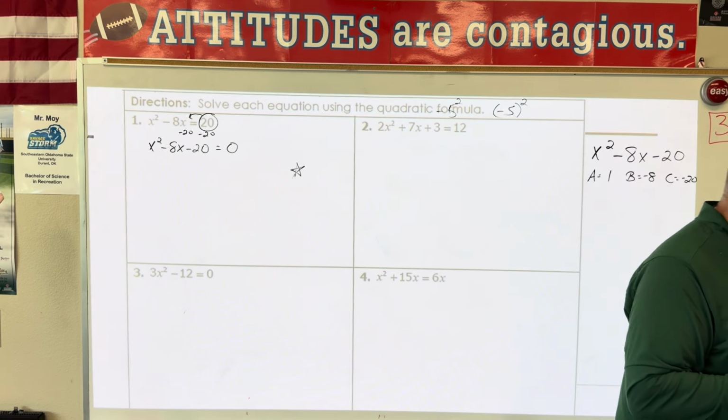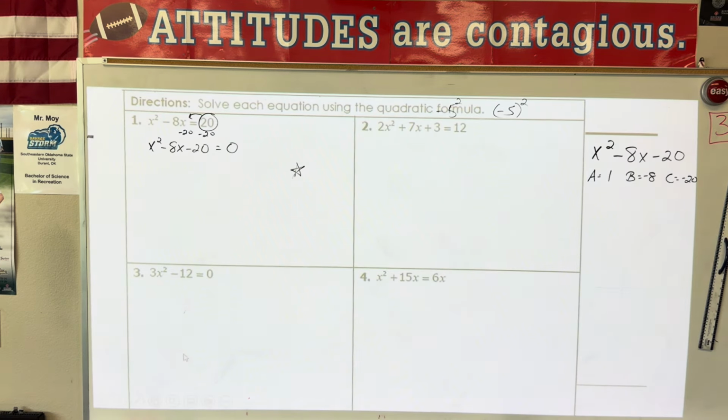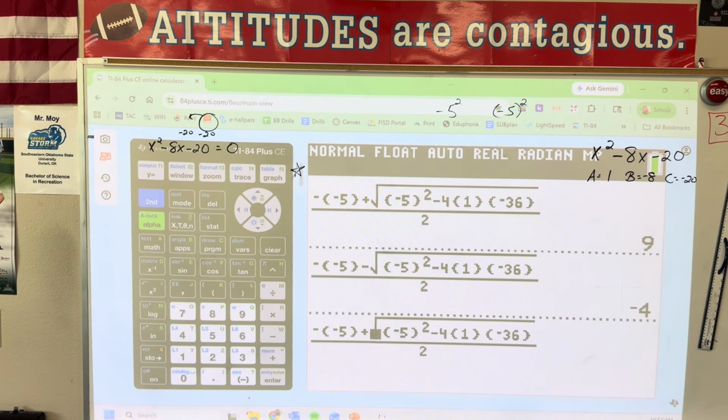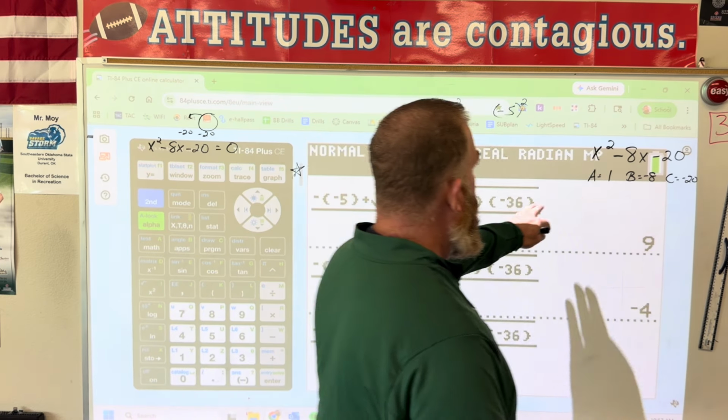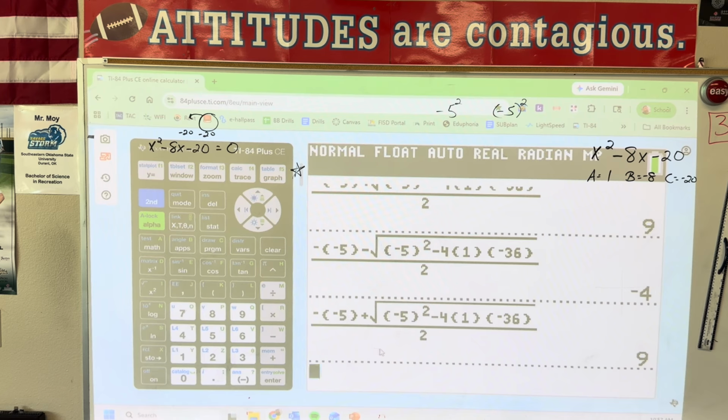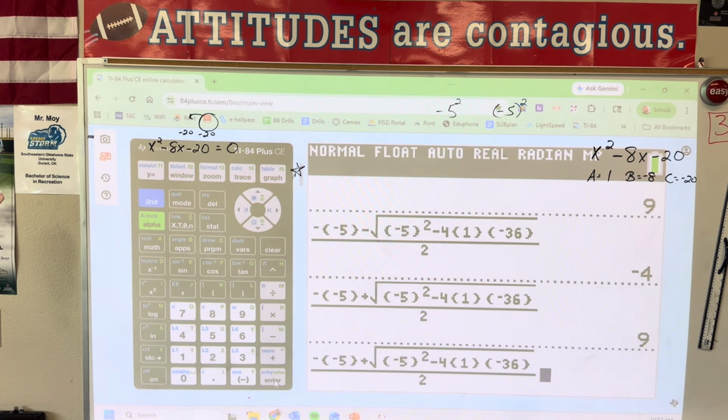Do me a favor, go back to your calculator. Let's see if I can do this. I need to click escape. Here we go, calculator. Now here's what I like. Once I already have it, here's my equation. Here's my A, my B, and my C, right? Go up, highlight it. Hit enter. So you have your problem.